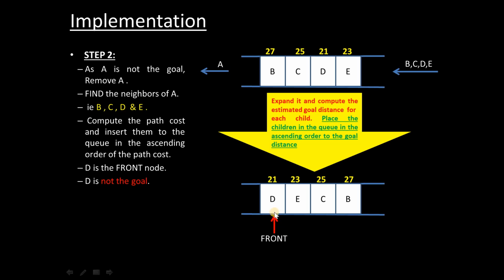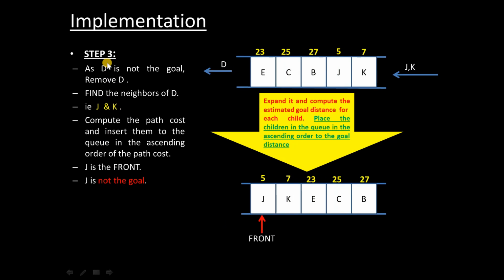Then now the friend is D, right? D is the friend node and D is not the goal node. What we have to do now? Insert the neighbors of D. Okay, that we are going to do next. As D is not the goal, remove D. So we have removed D.